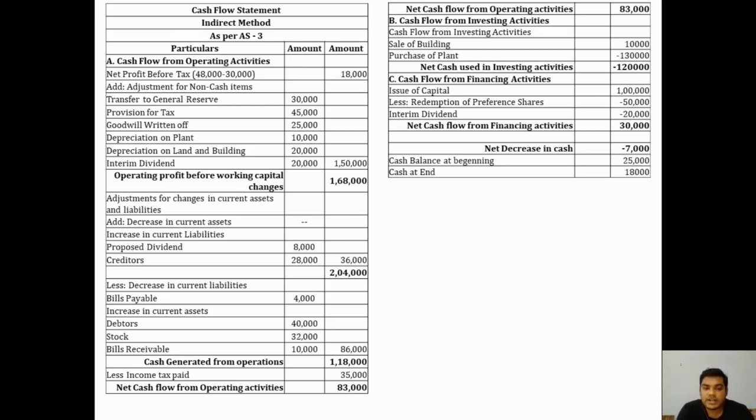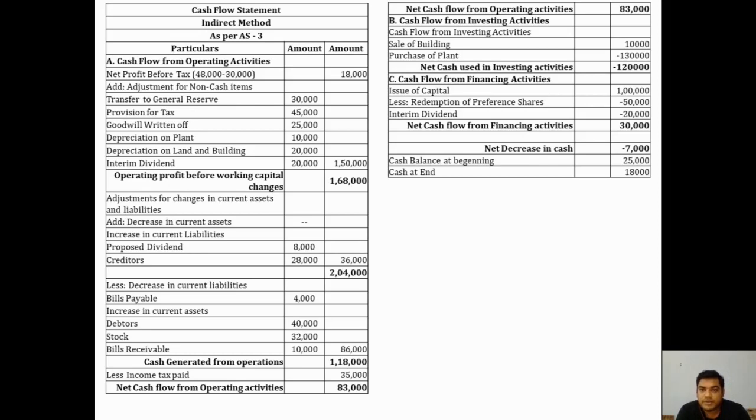From this cash generated from operations, we have to subtract income tax paid. As I said earlier, provisions will be transferred to adjustment for non-cash items, and income tax paid will be subtracted over here. That is, 35,000 is subtracted from 1,18,000. So the answer is positive 83,000. Hence we call it net cash flow from operating activities. So this was related to the operating activities.